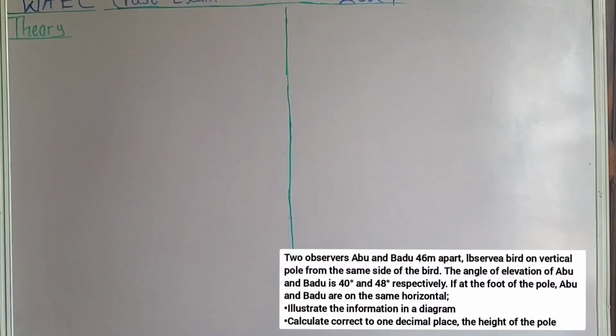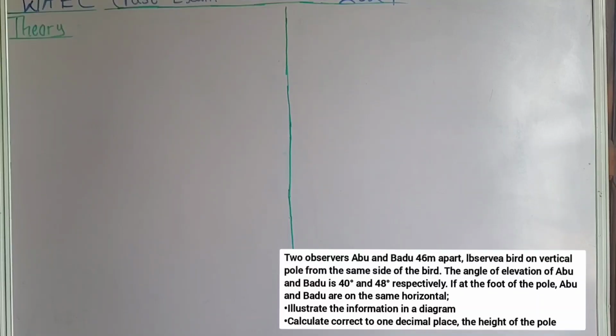A. Illustrate the information in a diagram. B. Calculate, correct to one decimal place, the height of the pole. Okay, now let's start with the first question. We are asked to illustrate the information in a diagram.